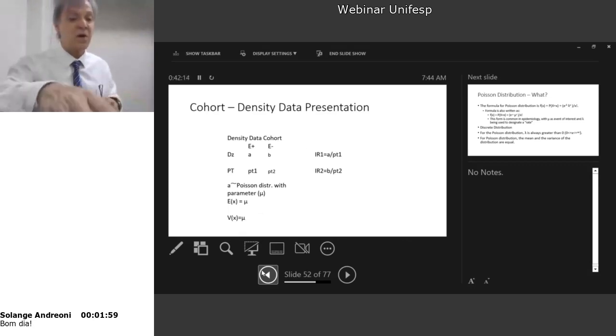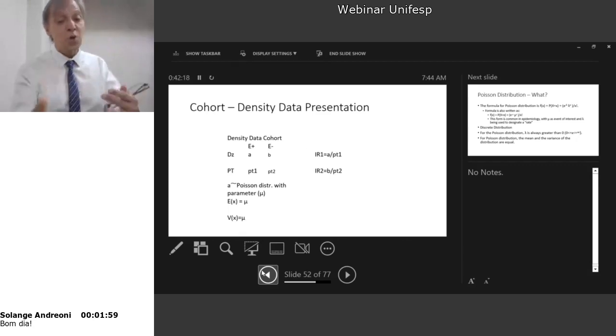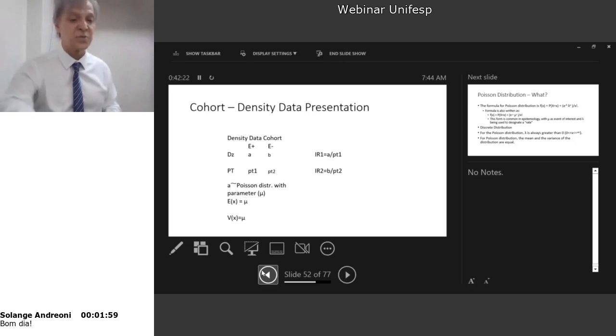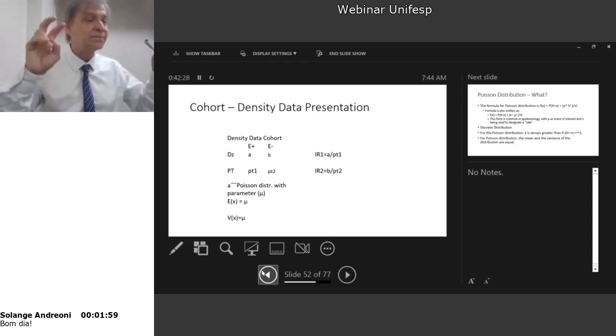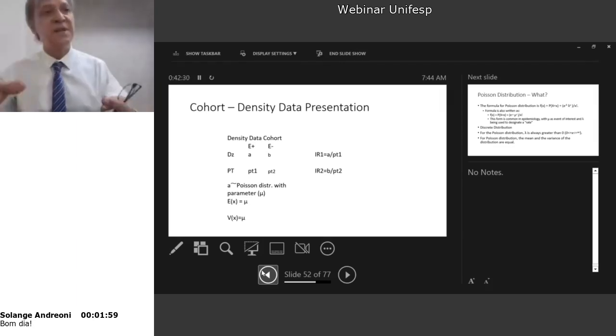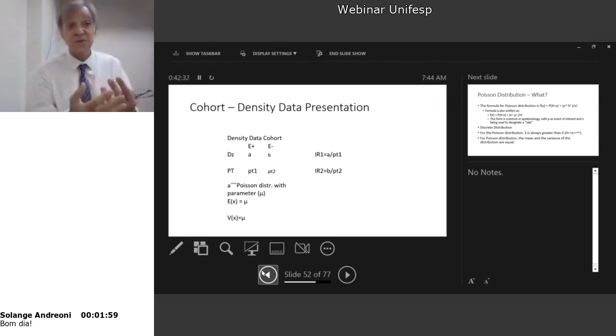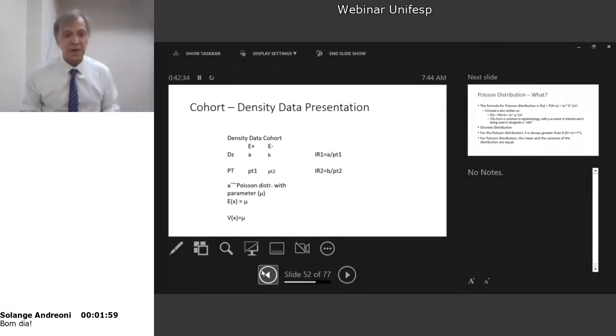So I only have 2 columns and 1 row, but there's a total. The total, instead of being the number of people, is actually the person time of every person contributed. And that's what we call density data presentation. Remember that, which is different than a column with A, B, C, D, very similar to a case control, but it's actually a cohort, and you have N1 people, okay?